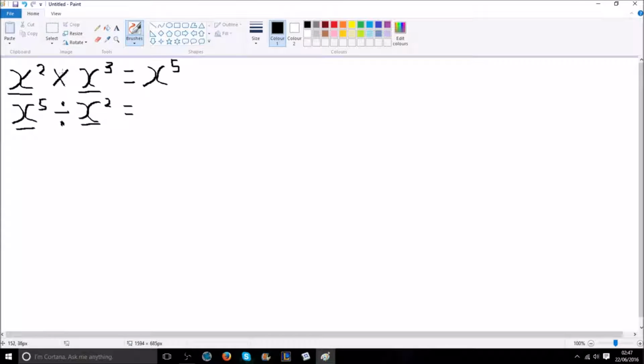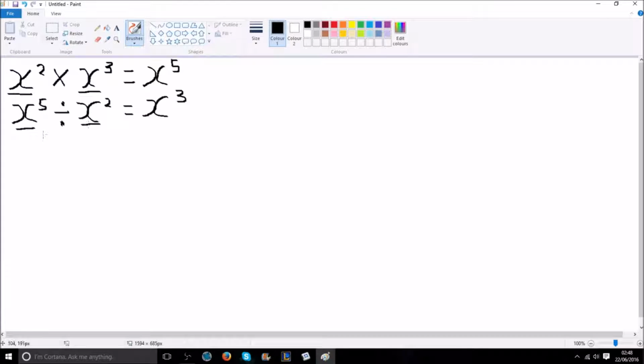Now let's think. Divide is the opposite of times. So what's the opposite of addition? The opposite of addition is subtraction. So when we've got a divide here, instead of adding the powers, we need to take away the powers. So we get x to the power of 5 take away 2 is 3.